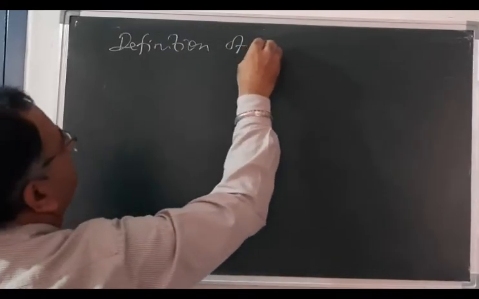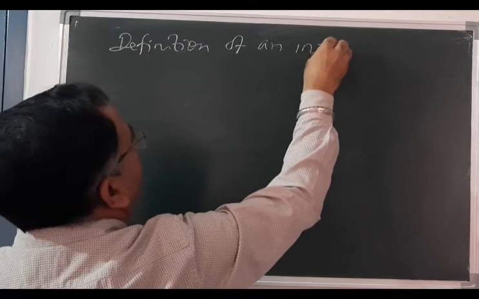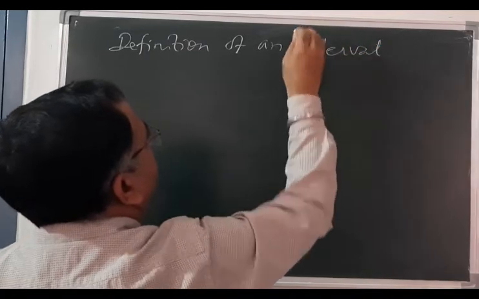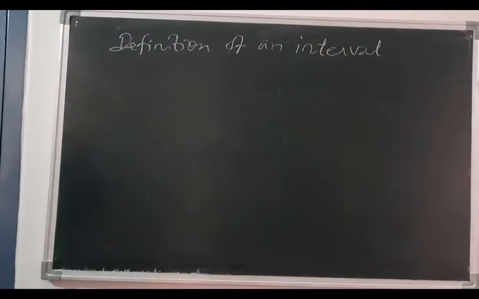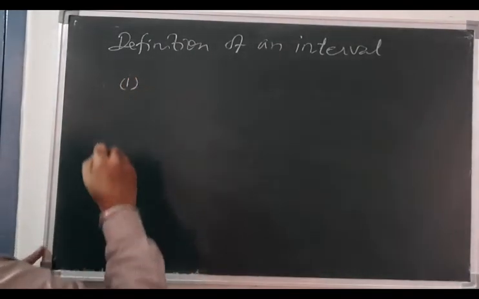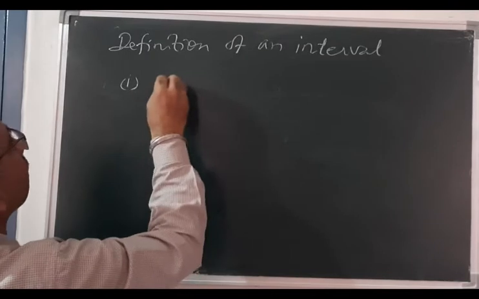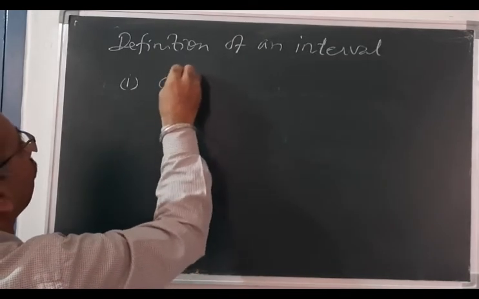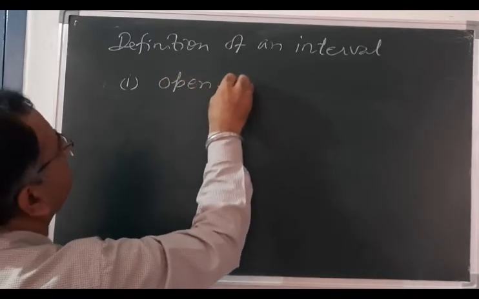Definition of an interval. So there are 4 kinds of intervals. Number 1, open interval.